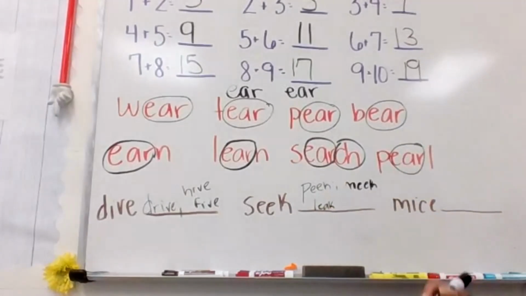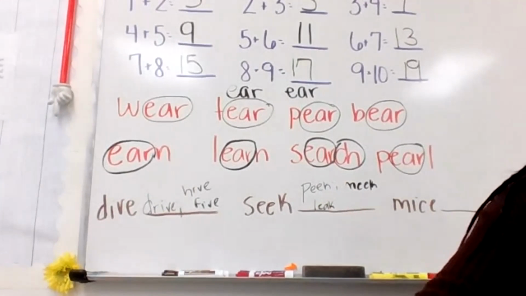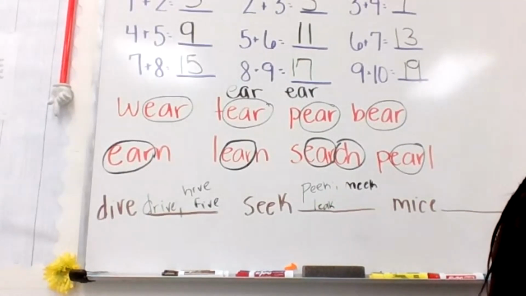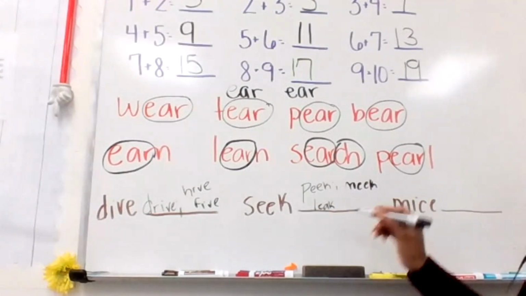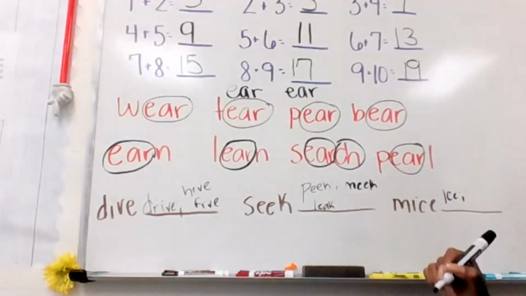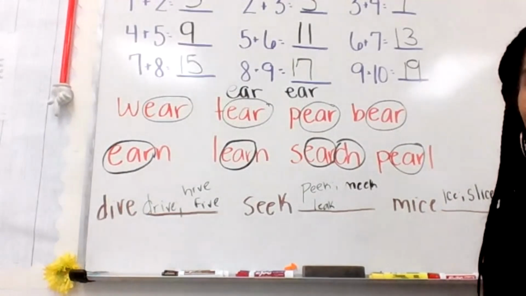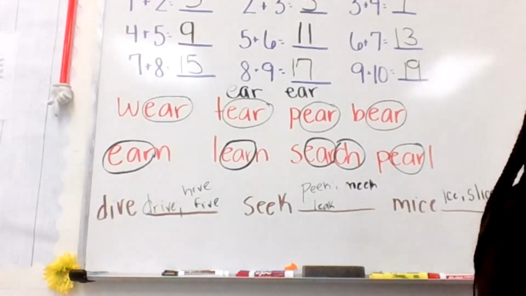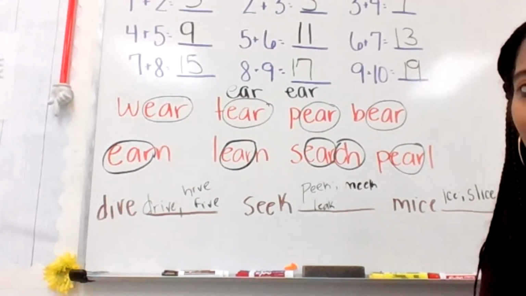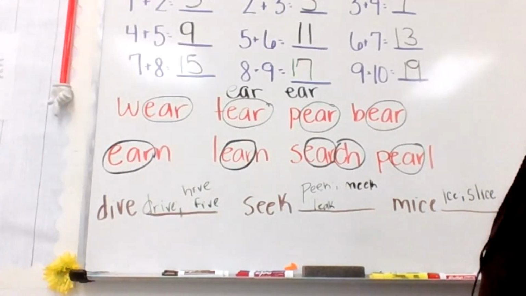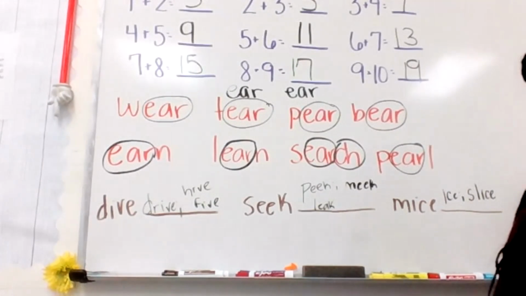Next we have mice. What are some words that rhyme with mice? Ice. Ties. Not a word. Ice. Slice. It does rhyme, but tice is not a word.